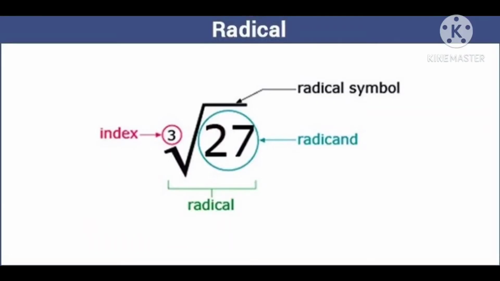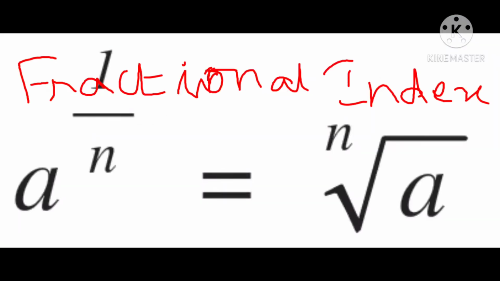Next, the cube root of 27. This 3 is the index, and the root sign is the radical symbol. 27 is the radicand. So altogether, the cube root of 27 is a radical. Another one is the fractional index: nth root of a is equal to a power 1 by n. This is the fractional index.